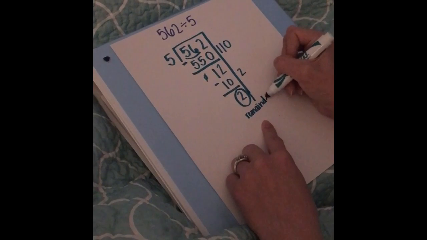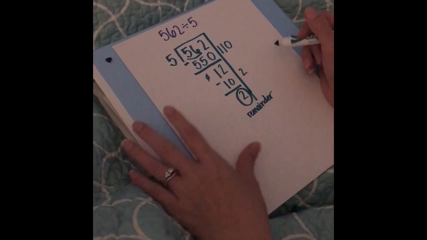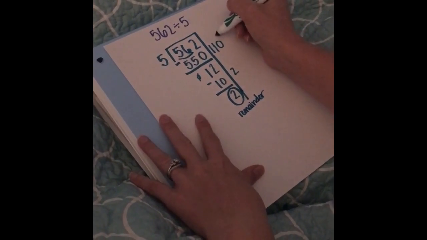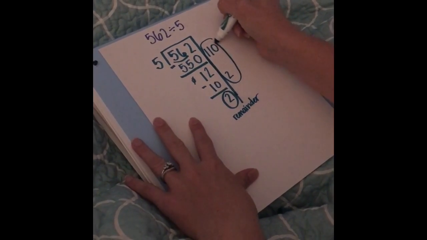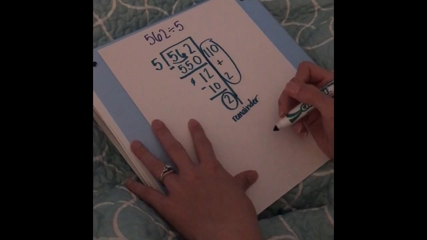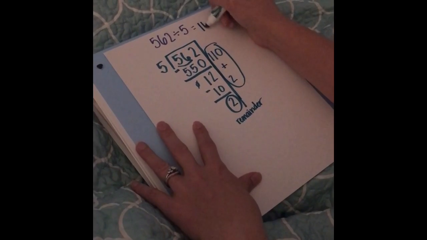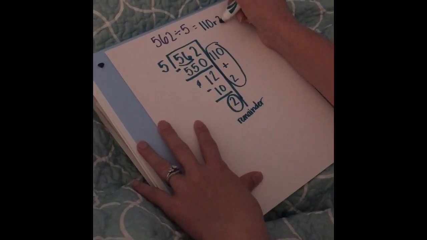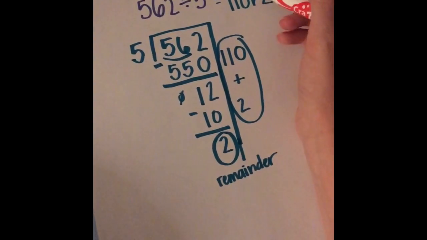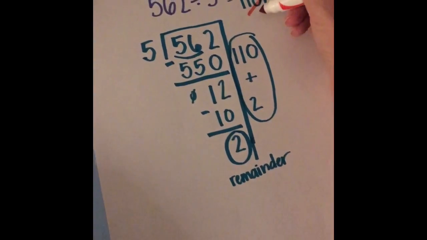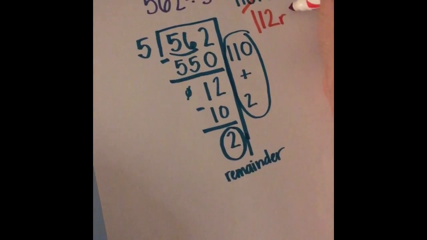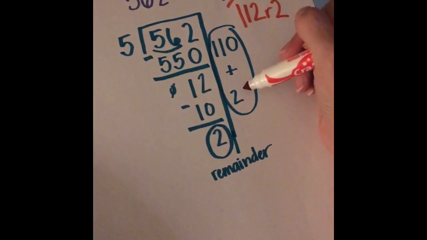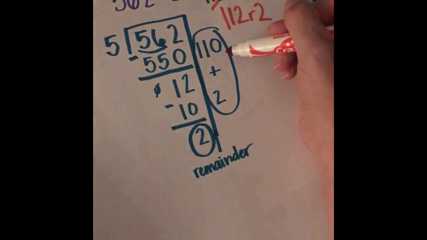If you remember from yesterday when we did the area or the array model, our answer was always on the top and all we had to do was add our number up. Well, today our answer is just on the side. So now our answer is actually going to be 110 remainder 2. That should actually say 112 remainder 2 because I had to add my 2 right here to my partial quotient.